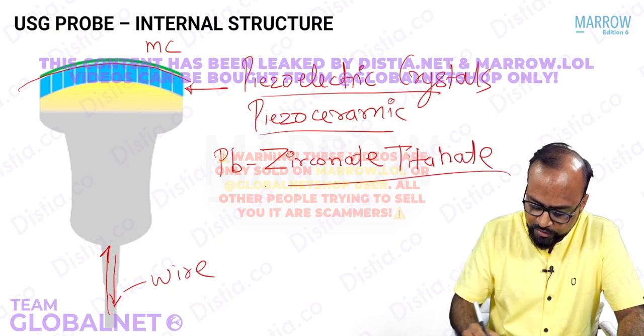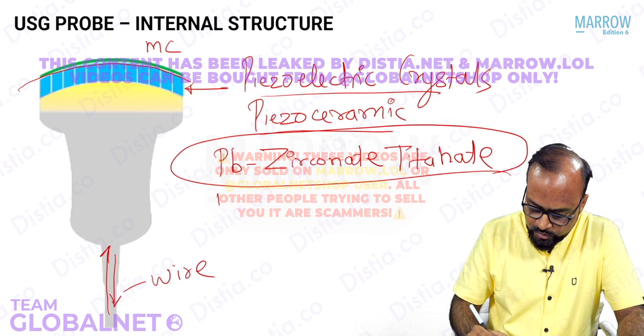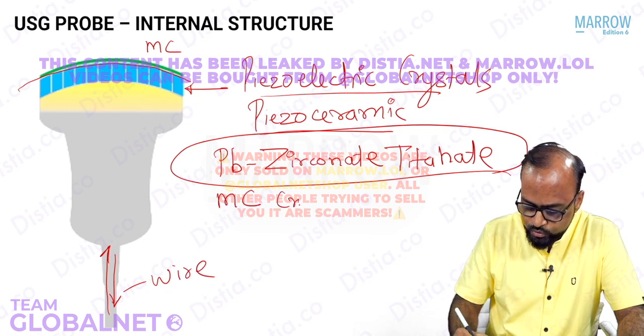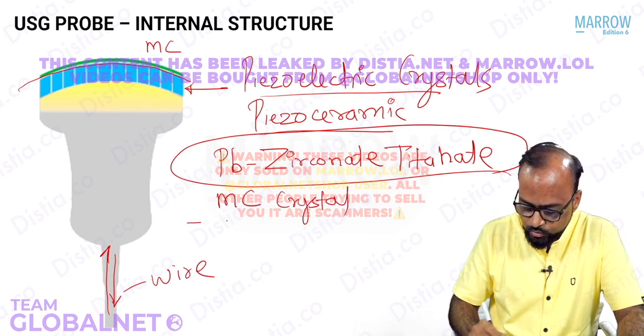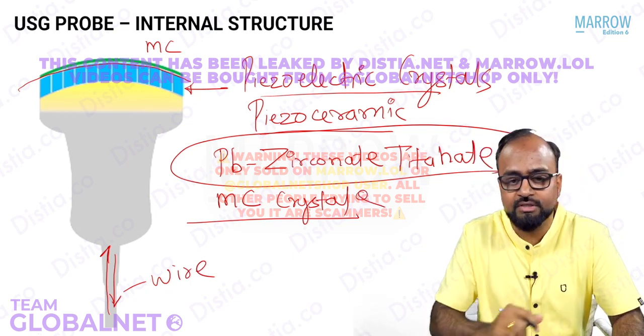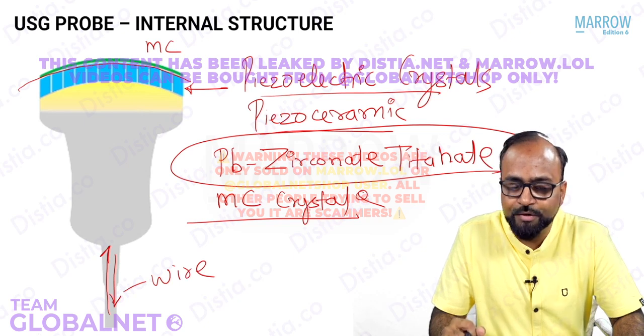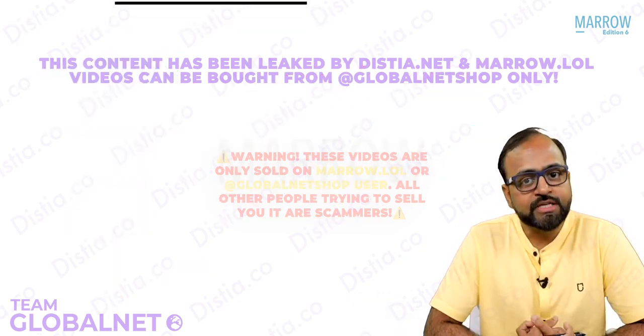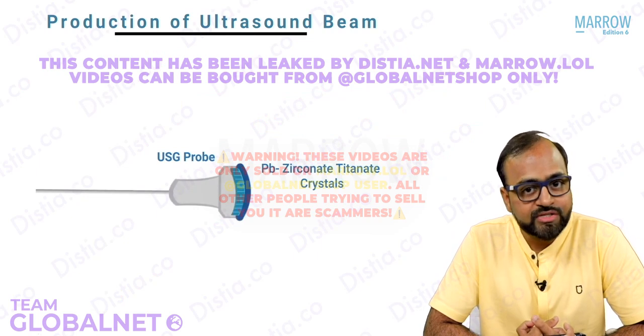Lead zirconate titanate is the most commonly used crystal in our ultrasound machines today. Now let us see how an ultrasound beam is actually produced. Look at this ultrasound probe here.